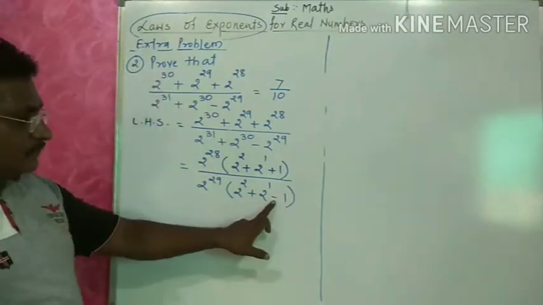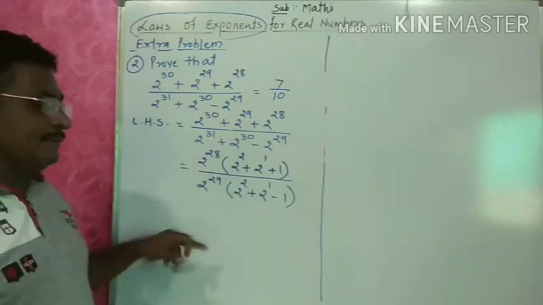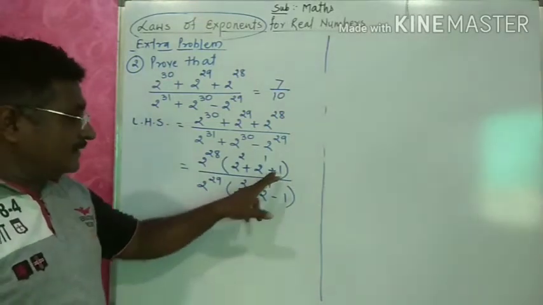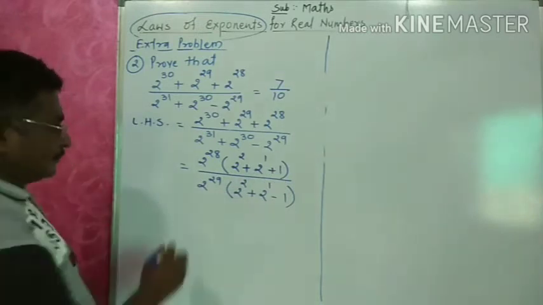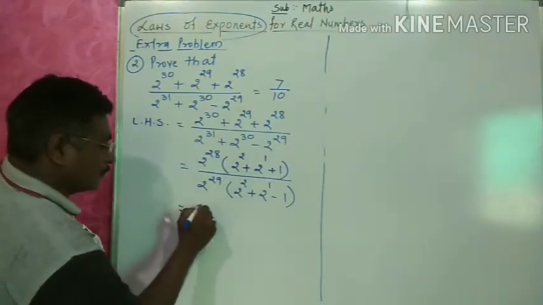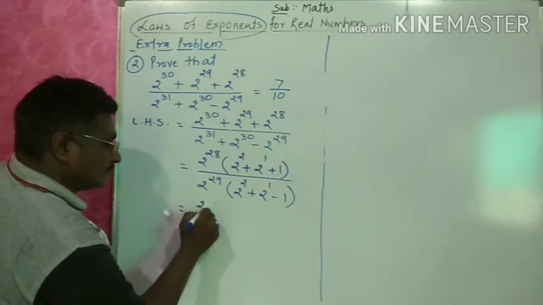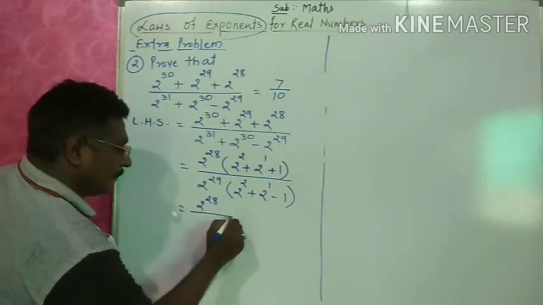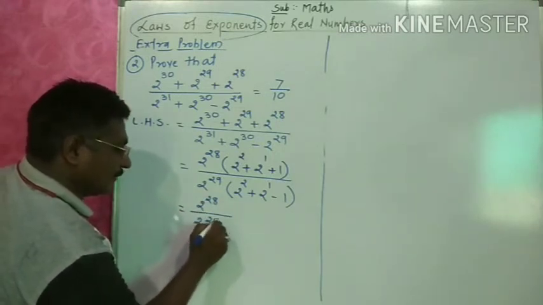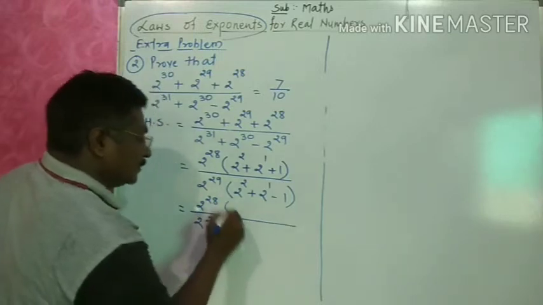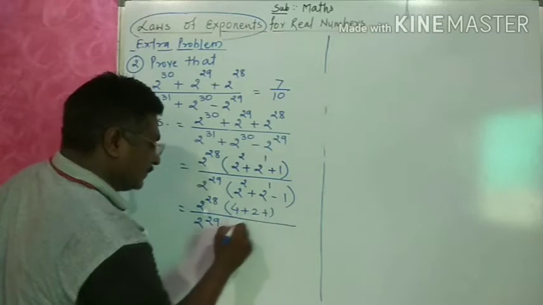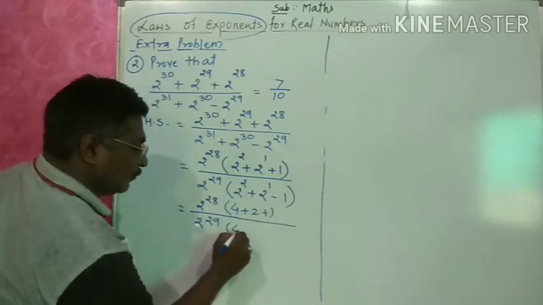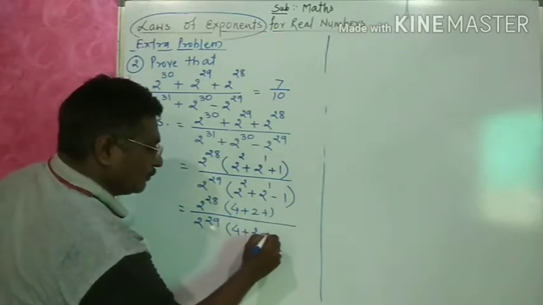If there was a plus here, then this bracket would cancel. But here there is a plus and here a minus, so it will not cancel. So we get 2 raised to the power 28 by 2 raised to the power 29. Now simplify: 4 plus 2 plus 1 into 4 plus 2 minus 1.